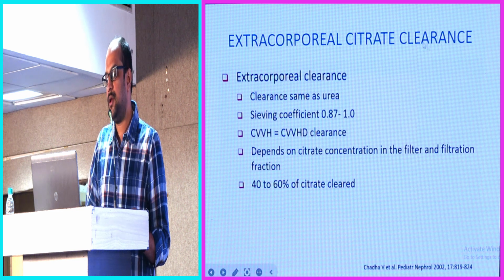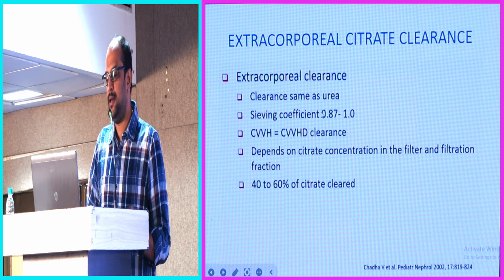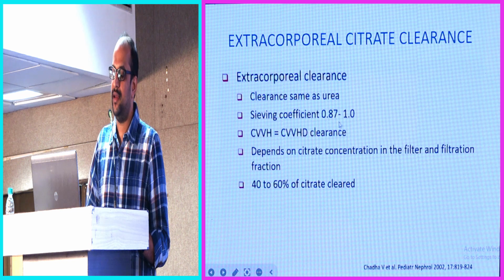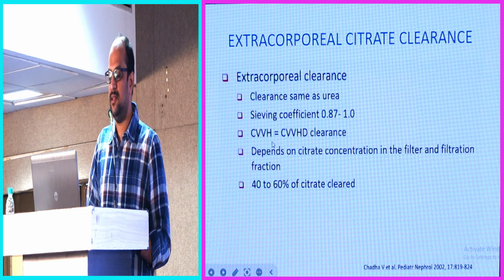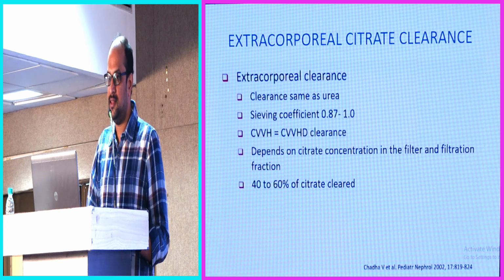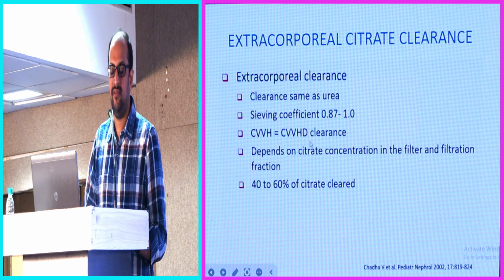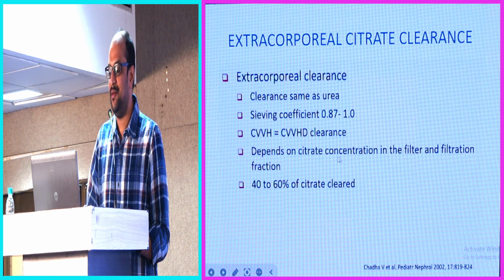Coming to extracorporeal citrate clearance, as I said, it has a very low molecular weight, so clearance will be almost equal to urea, with a sieving coefficient between 0.87 and 1, so it can easily pass through the filter. And because we are giving regional citrate anticoagulation predominantly in the pre-filter mode, the clearance will be equal in CVVH and CVVHD. And like any other molecule, the clearance depends upon the concentration and the filtration fraction.